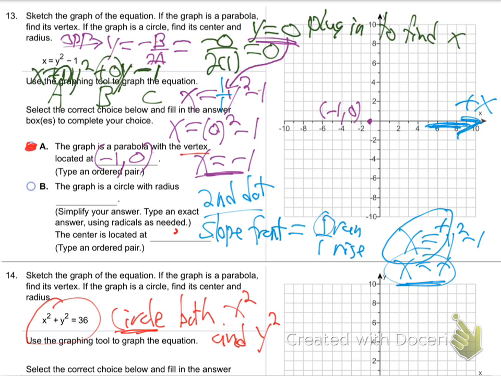So the slope is 1 over 1. So go over 1, up 1. Right there is your second dot. Connect your dots. There it goes. There goes the parabola to the right. I think that's our last parabola.